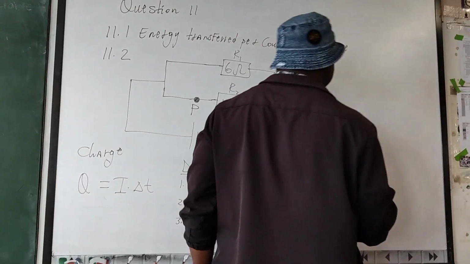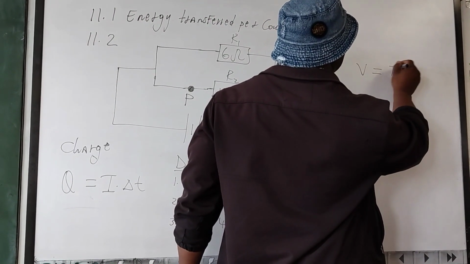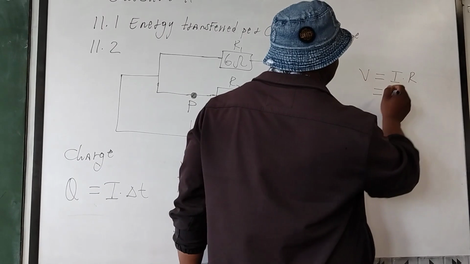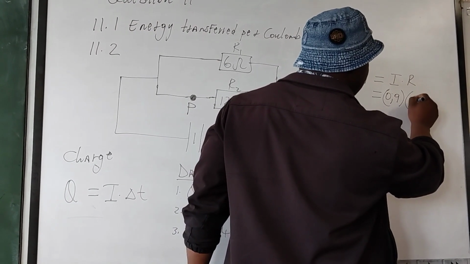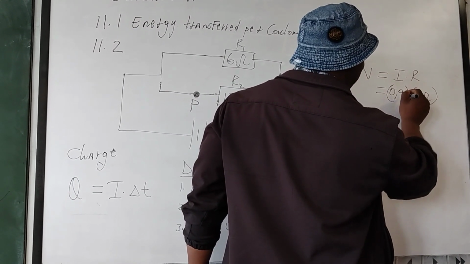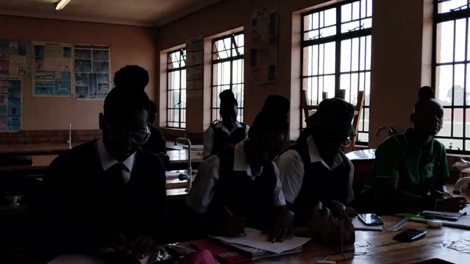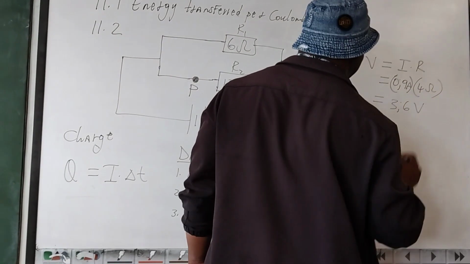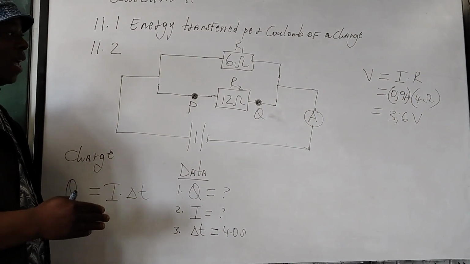Do we have total current? Yes. So what's the formula then? Voltage equals what? Current multiplied by resistance. Now, what is the current? 0.9. What is the total resistance? It's 4 ohms. What is the answer here? 3.6 volts, right? Yes. So that is the potential difference that we have.